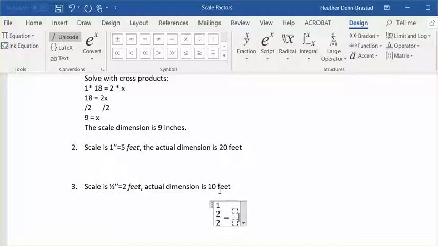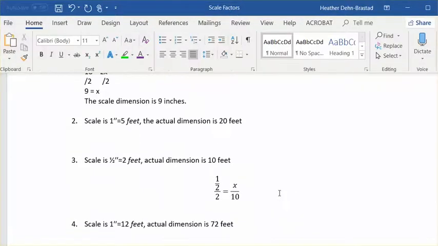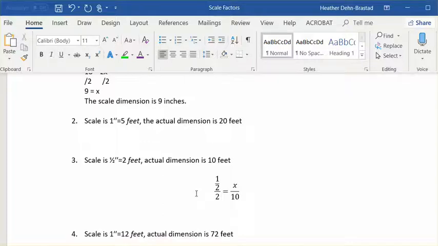Do I put the 10 on the top or the bottom? It's 10 feet, and feet goes on the bottom. So I need to put 10 down here. On the top, you can put a question mark, you can put an X, you can put some other variable. So there's my proportion. Like I said, you don't have to use this method.